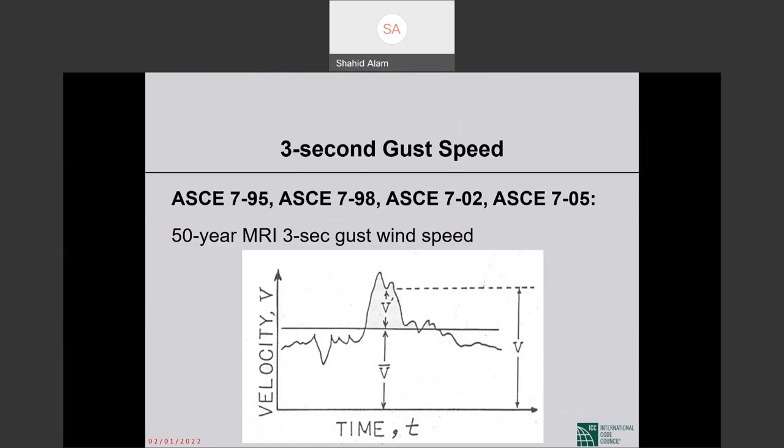In AC7, I kept on saying 98. This switch was made in 95. Yeah. The switch to 3-second gust speed. So in AC7 95 onwards, we have used 3-second gust speed as the basis of design. The averaging time is down from the variable 30 to 60 seconds to a fixed 3 seconds.